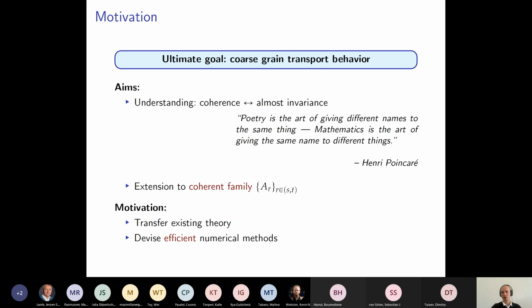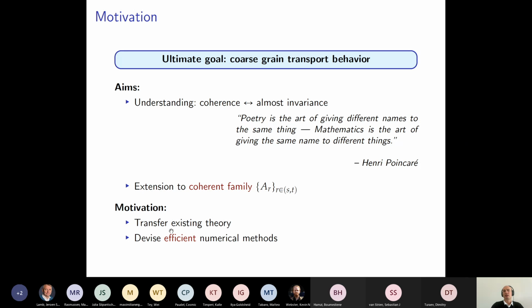At this point, I like to quote Poincaré because his statement here just drives the message home very nicely. It says poetry is the art of giving different names to the very same thing, but mathematics is acting the other way around. It is the art of giving the same name to different things. So we are asking what is really the same in these two supposed definitions, what I gave you before, between the non-autonomous and the autonomous ones.